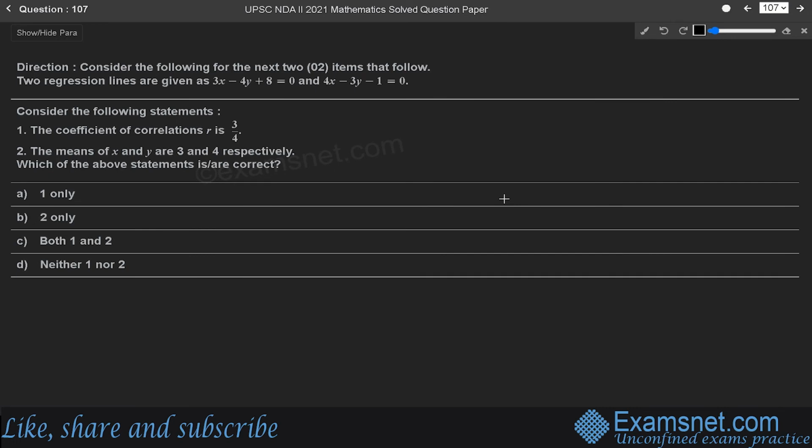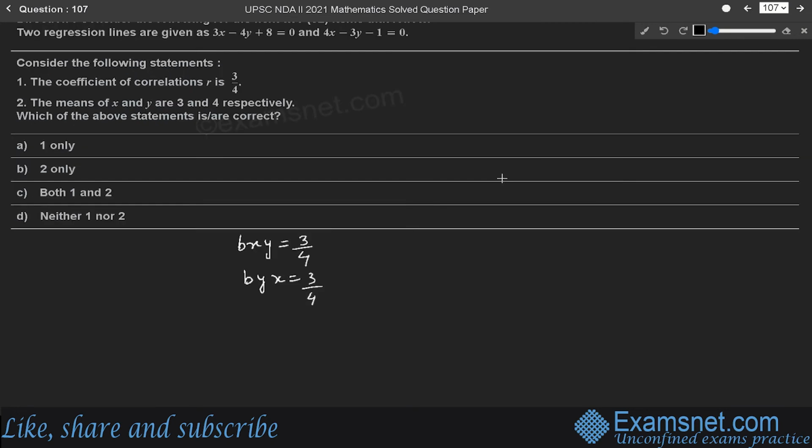Next question also has the same directions. Here we have to look for the statement which says the coefficient of correlation r is 3 by 4. From the previous question we know that bxy is equal to 3 by 4 and byx is also equal to 3 by 4. Also we know that the correlation coefficient is equal to the square root of bxy into byx. So it will also be 3 by 4. So we can say that statement 1 is correct.